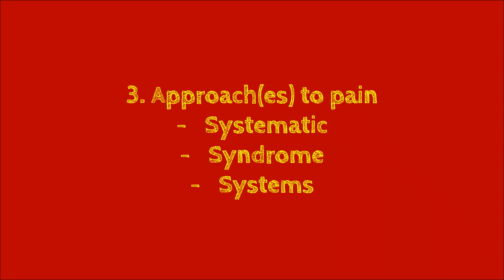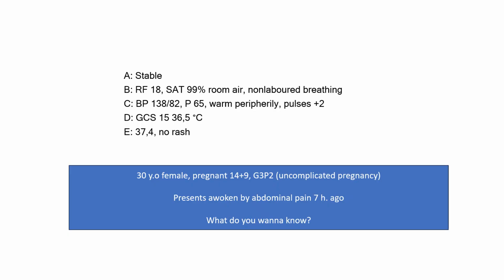Okay, moving on to the actual approach to abdominal pain. There are three approaches that I want to go through, and we can call them the three S's: the systematic approach, the syndrome approach, and the systems approach. So if we take the systematic approach first, how do we approach the patient with abdominal pain? Here's an ABCDE from the chart nurse.